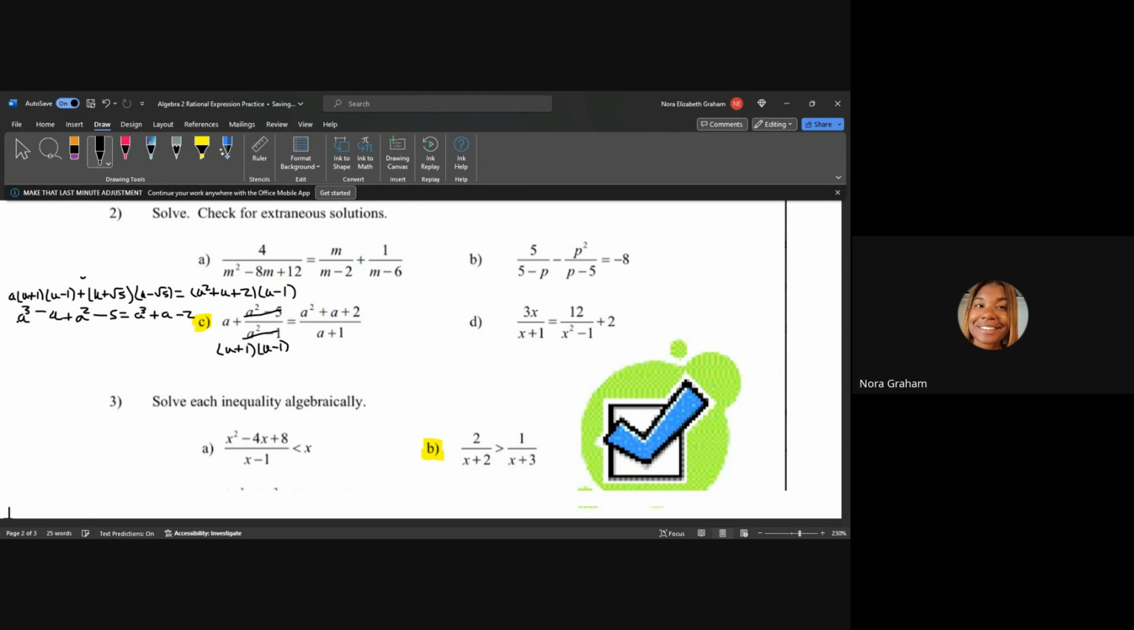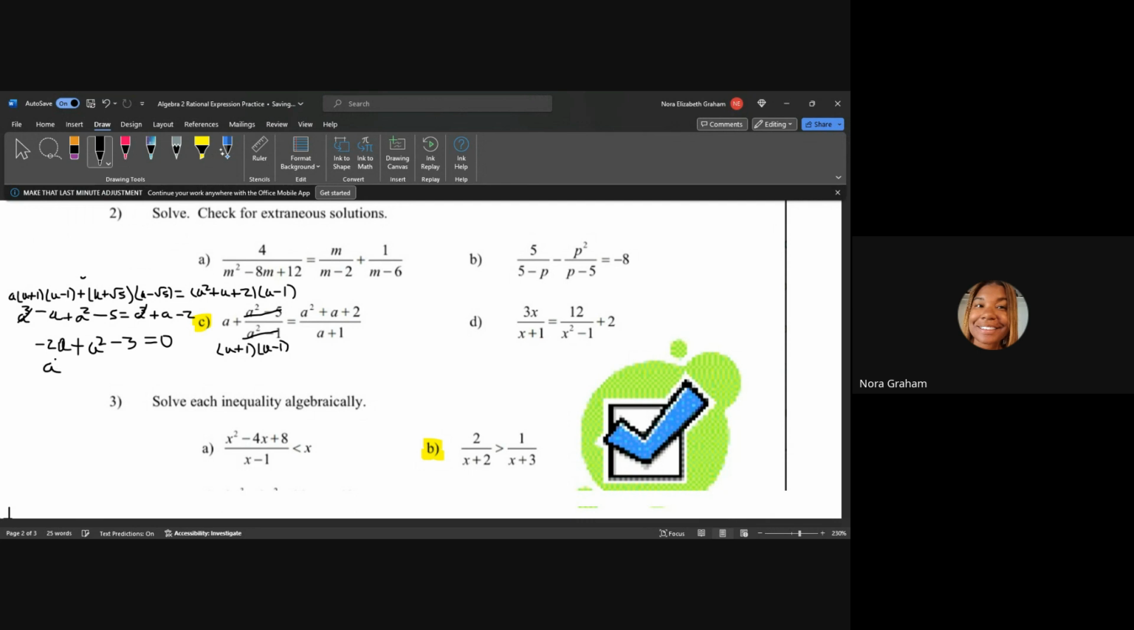Now I can combine stuff here. I know if I subtract this a to the third from both sides, that will cancel out. I know if I subtract this a over here, I will get minus 2a. A squared is just all by itself, so I'll put plus a squared. Move this 2 over to the other side. I will get minus 3. That's equal to 0.